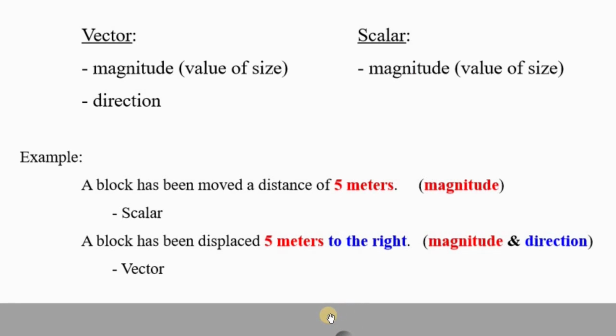So for example, a block has moved a distance of 5 meters. That's the only information we're being given here: the magnitude. The magnitude is the idea that the block is being moved a distance of 5 meters, which is a scalar value. So if we were to say that the block has been displaced 5 meters to the right, well, that's a magnitude and a direction, which indicates to us that we're dealing with a vector.